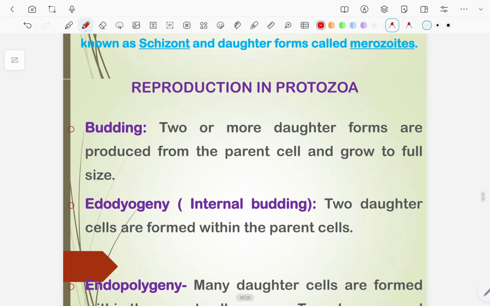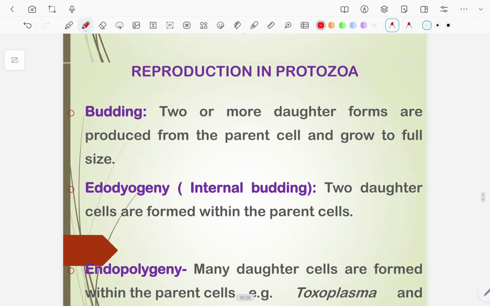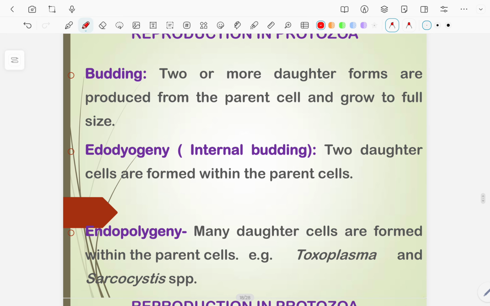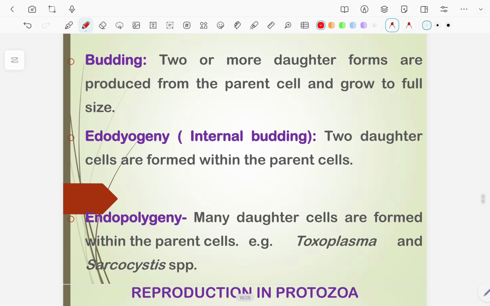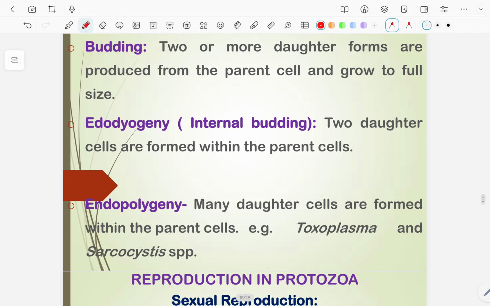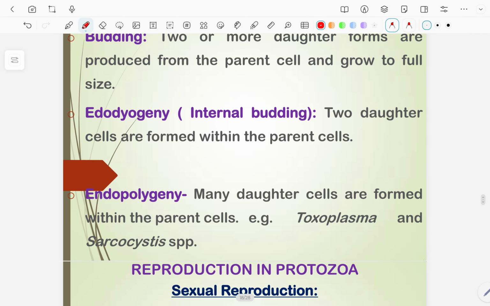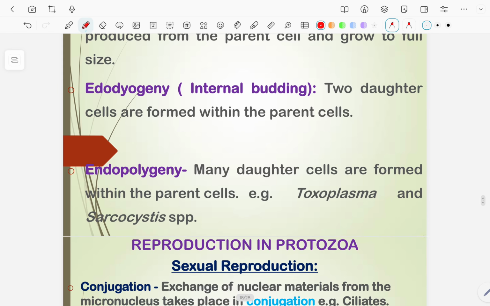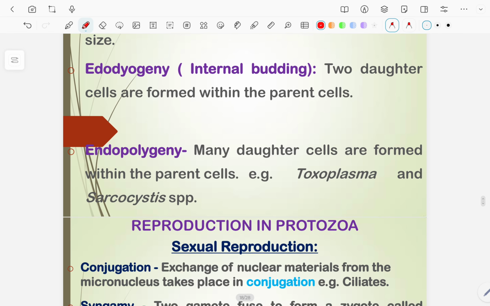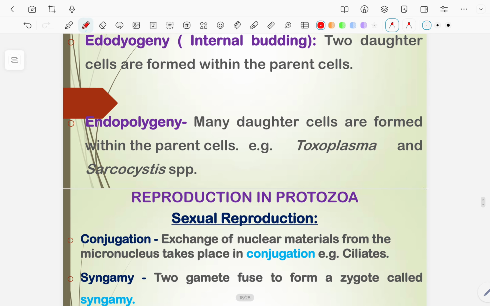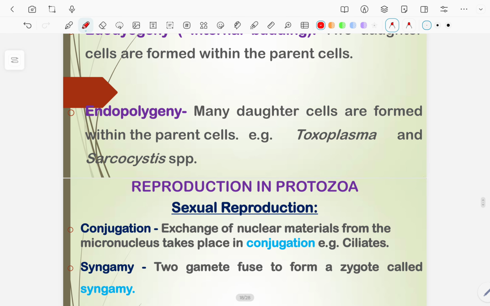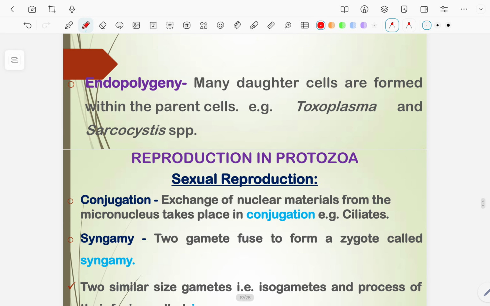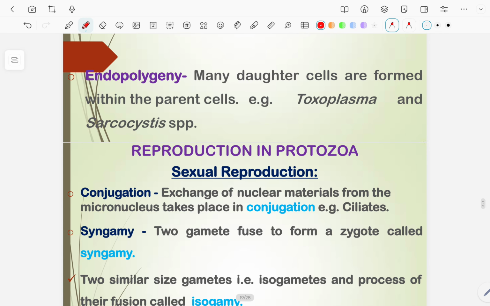Budding: two or more daughter forms are produced from the parent cell and grow to full size. Endodyogeny, internal budding: two daughter cells are formed within the parent cell. Endopolygeny: many daughter cells are formed within the parent cell. Example: Toxoplasma and Sarcocystis species.